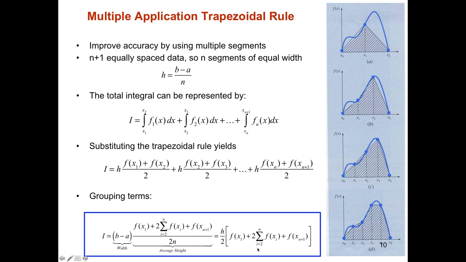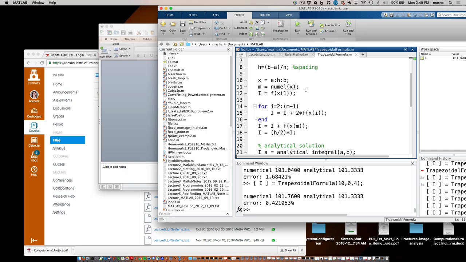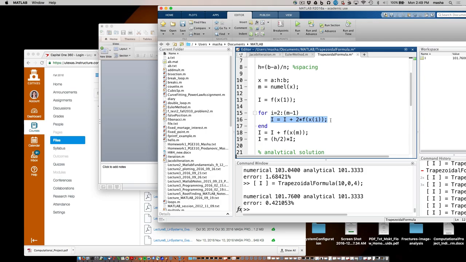So my sum has that first. So first thing is to get the spacing and get the intervals or interval endpoints. They go from A to B, and the spacing is H. So these are my points X here. And then to get the formula, I have to have F of X1 and this last point, and all of the other ones, I have to create the sum and multiply it by 2. And then all of this, I multiply it by H over 2.